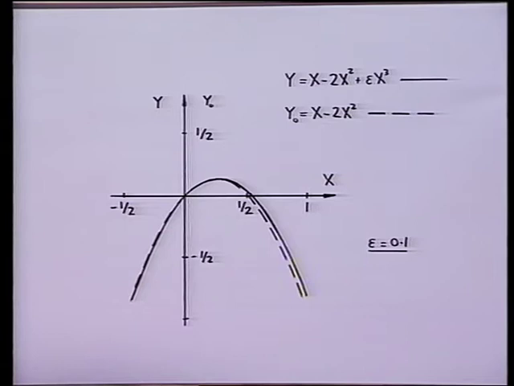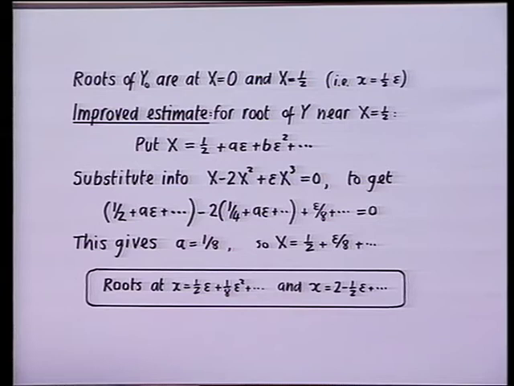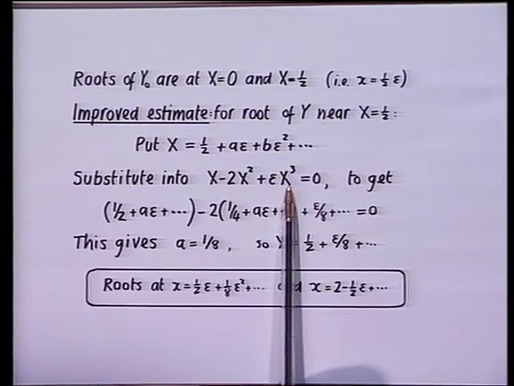Let's try to get an improved approximation by trying an expansion for capital X and seeing where it leads us. We know one of the roots is near x equals 0 and the other root is near x equals 1/2. Well, can we improve on that? Certainly. Let's write x equals 1/2 plus a correction, a epsilon plus b epsilon squared. The next move is to substitute that expression into the formula, into the cubic, this expression, and see what happens.